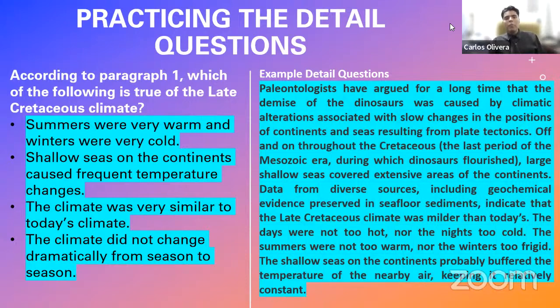So that is basically an example of a paragraph. And now the question will be something like this. These specific detail questions will be something like: Which of the following is true of the late Cretaceous climate? As you can see, the wording of the question suggests from the beginning that all you have to do here is respond to what the paragraph says about a specific topic. And in this case, the topic we are asked about is, what does the passage say about the Cretaceous climate? Okay, that's it.